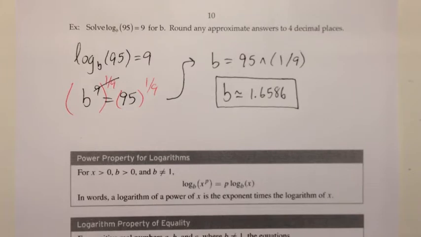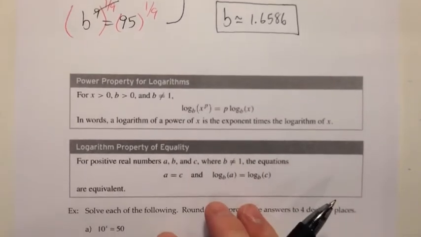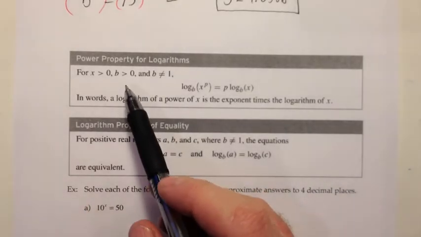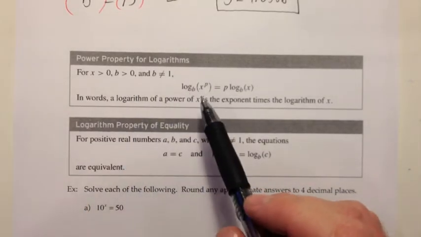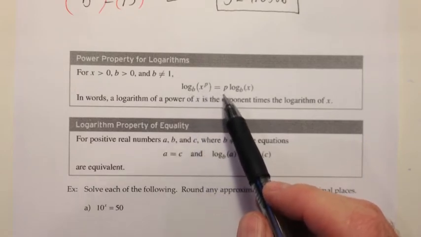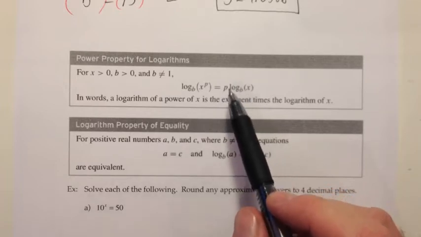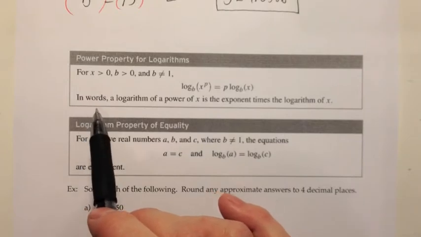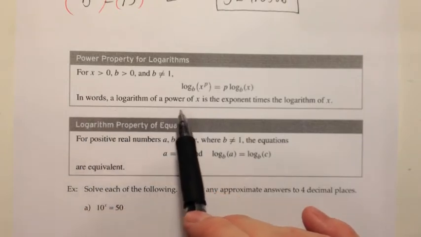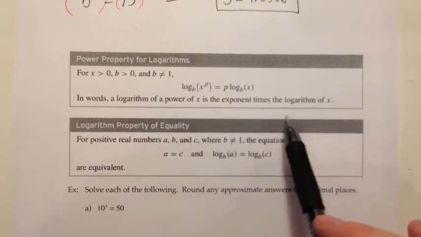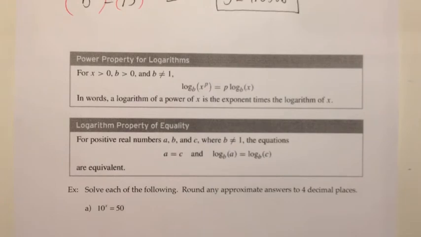Alright, let's go ahead and look at the other property that's used in this section to solve equations. This is called the power property for logarithms, and it says if x is bigger than 0 and b is bigger than 0 and b is not equal to 1, then the log base b of x raised to the p is the same thing as p times the log base b of x. Okay, that kind of, even to me, sounded like a lot of gibberish. Let's see what their translation is. In words, a logarithm of a power of x is the exponent times the logarithm of x. Alright, maybe still a little bit hard to understand. So let me show you what that property is saying.